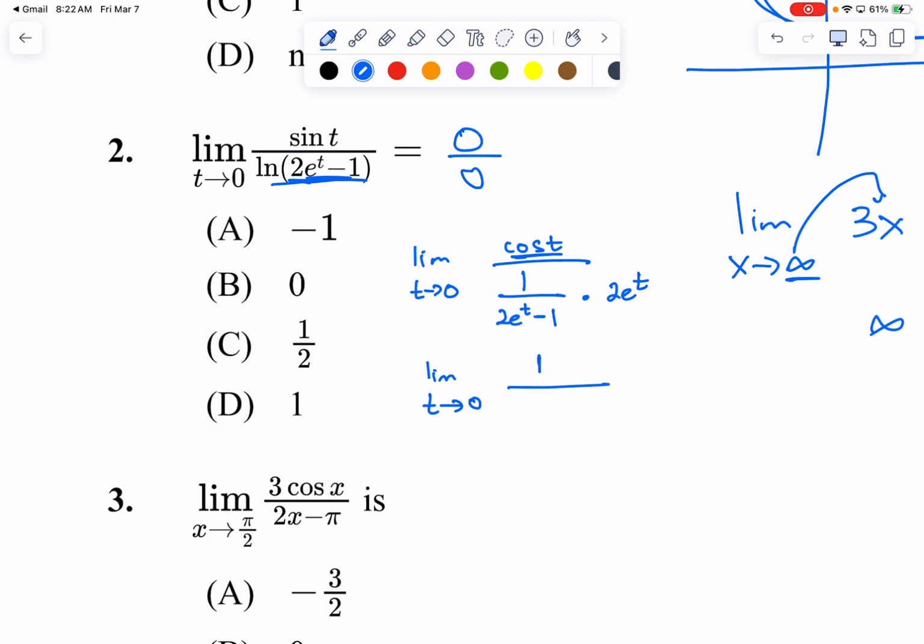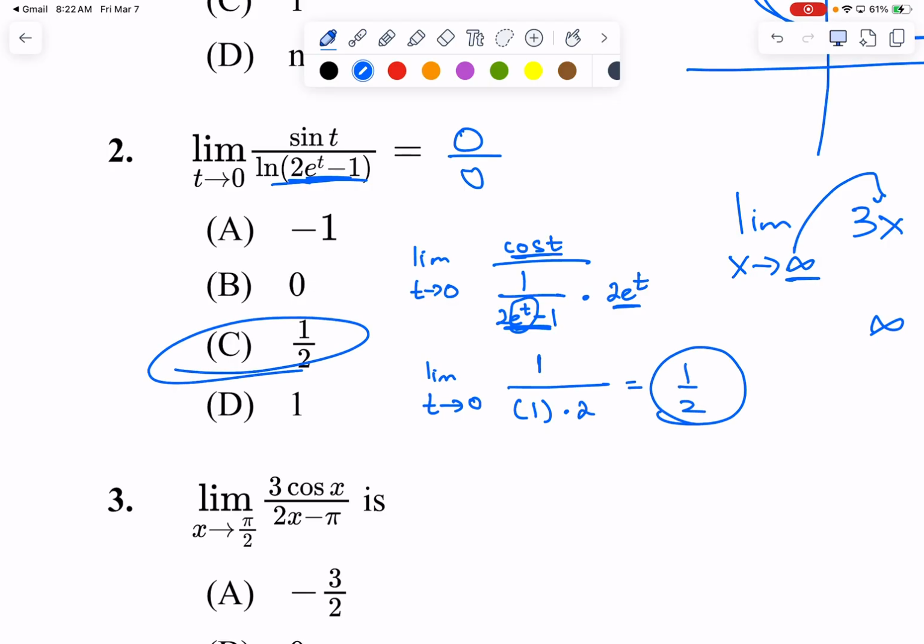All right, and then if you plug in 0 on bottom, you get e to the 0, which is what? 1. What's 2 minus 1? So that'll be 1. That fraction will be 1. Times, this will end up being e to the 0 is 1, 2 times that's 2. So the answer is going to be, limit of a constant's a constant. The answer is 1/2.